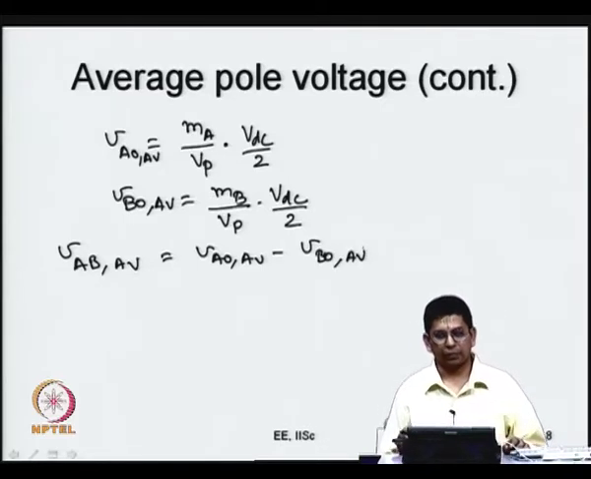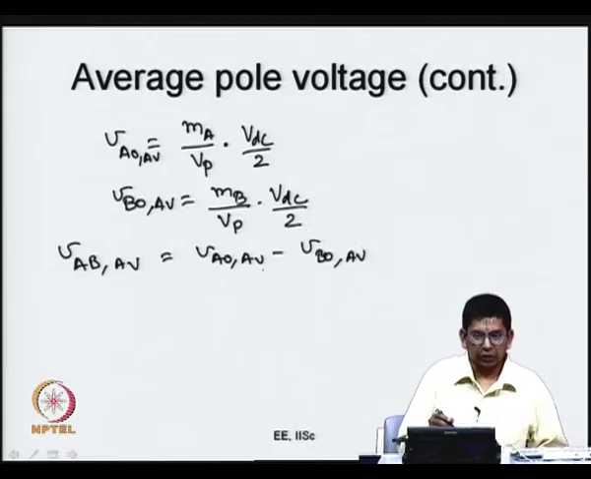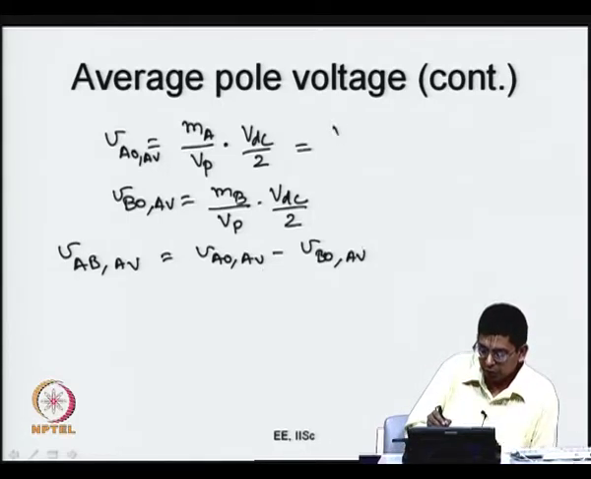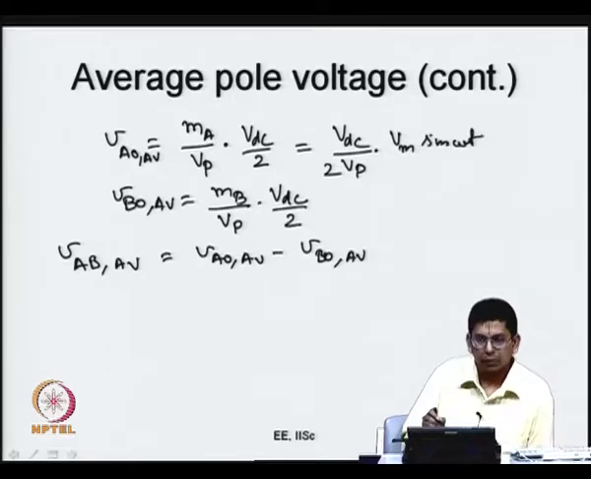This is what you apply. Is that right? So, this is a sinusoid, that is a sinusoid. So, here what do we have? VDC upon Vp to Vp, let us call it some Vm sin omega t, and what we have here VDC upon 2 Vp.